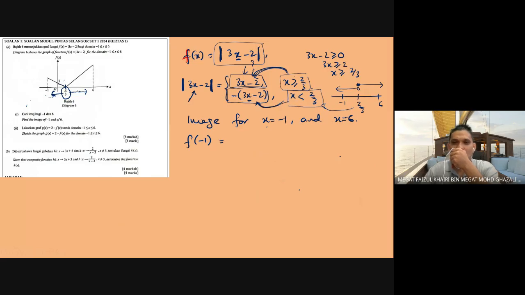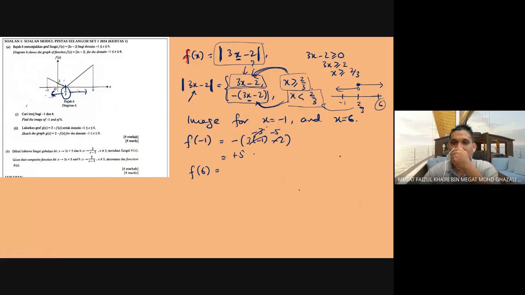-3x minus 2. So it is -3 times -1 minus 2. Okay, so 3 times -1 equals -3, minus 2 equals -5. -5 times -1 gives +5. Okay, so for f(6), they don't call this the value of x.